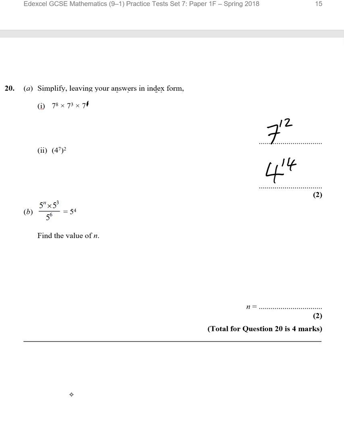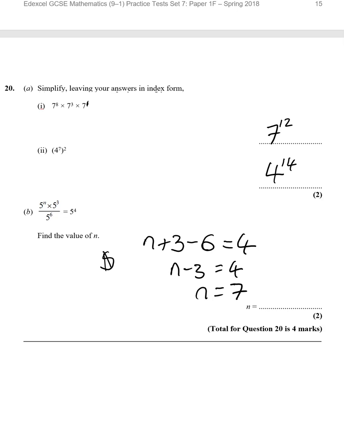Now the next one, this is basically saying we've got, because they are all in fives, we can do n plus 3 minus 6 equals 4. So I've just looked at the powers. We'd add those two together. We'd then take away the 6. And then the answer is 4. So that's minus 3. So actually n is 7. Okay, so you can look at the powers in that way. So you don't need to worry about the fives.